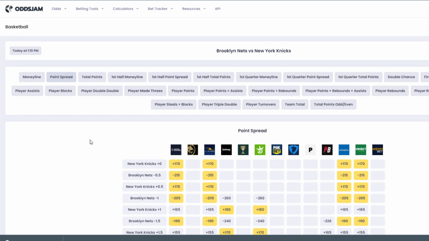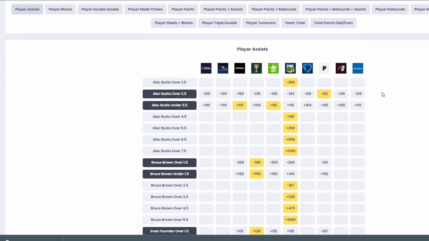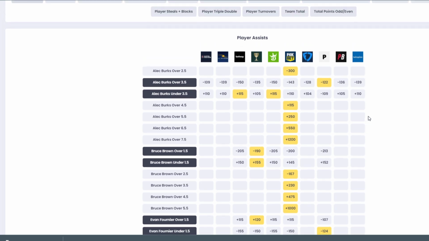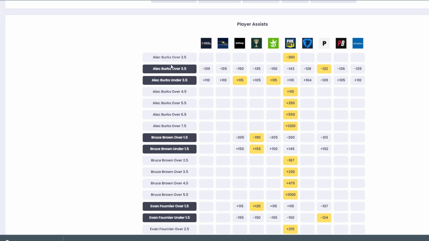But I want to show you more on the player prop side, since that's what I do a lot of on this channel, and just how to use it for your tools here. So let's come over to player assists. Again, we look at this Oddsjam perfect line, and it's saying minus 122 for Alec Burks. But a lot of these books have it minus 150, minus 135. We're not going to get a lot of cents on the dollar for this. It's basically saying that these lines are overjuiced for this play. I still like this play.